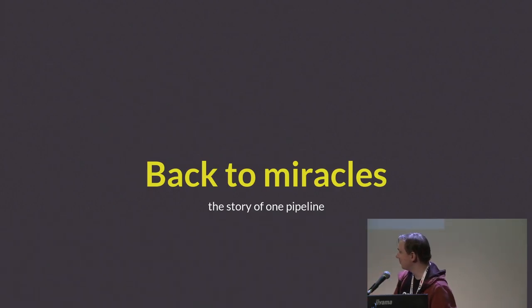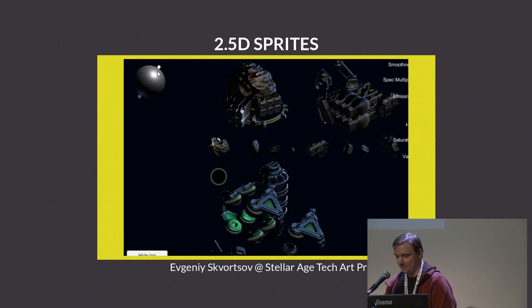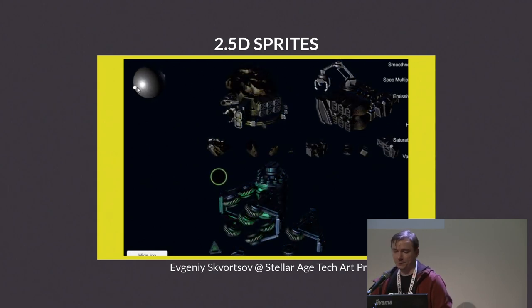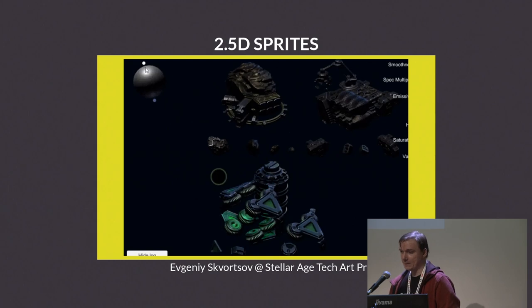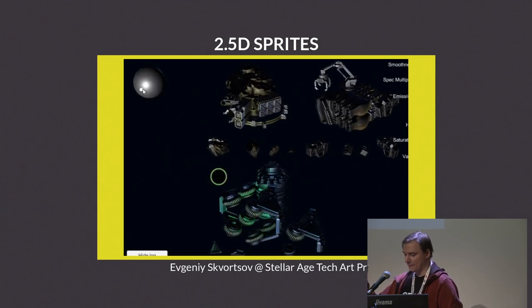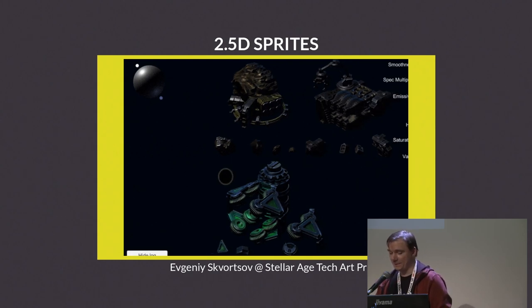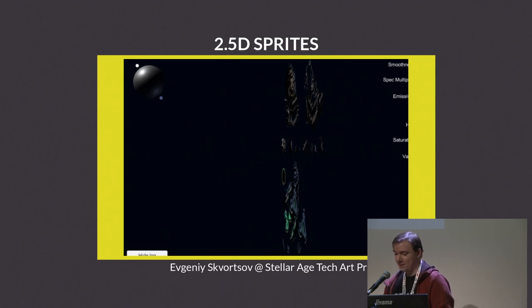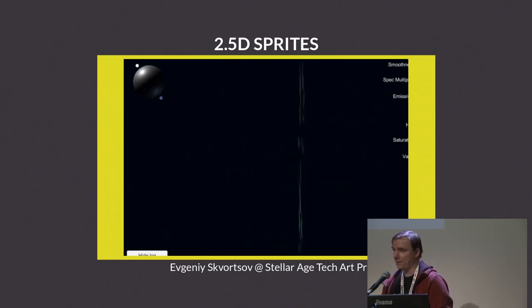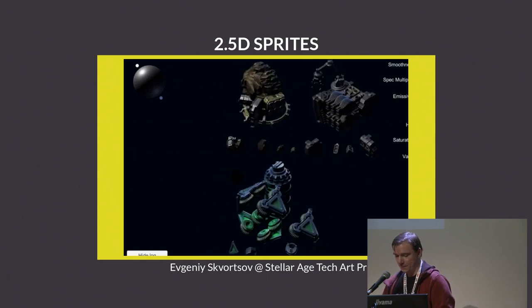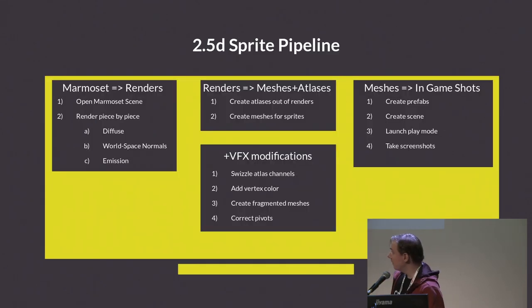And now, back to miracles. I invite you to delve into one case from our life. Our game includes a decent amount of 2.5D sprites. These are basically flat 2D images that you can, with shader voodoo, do real-time lighting upon, as well as some other neat 3D things. They are very tedious to make, take a lot of repetition, and might not be worth the work to finish. This is the pipeline, broken into stages.